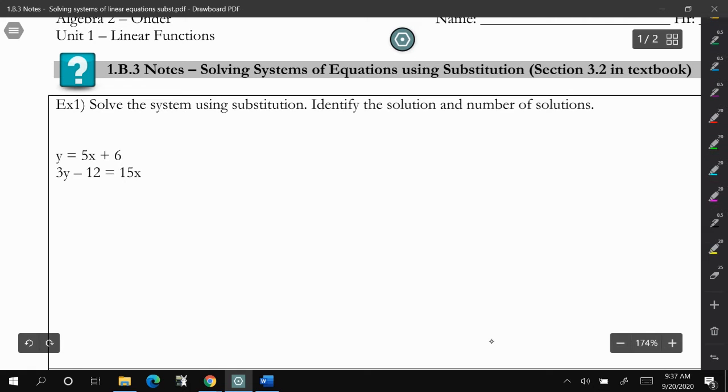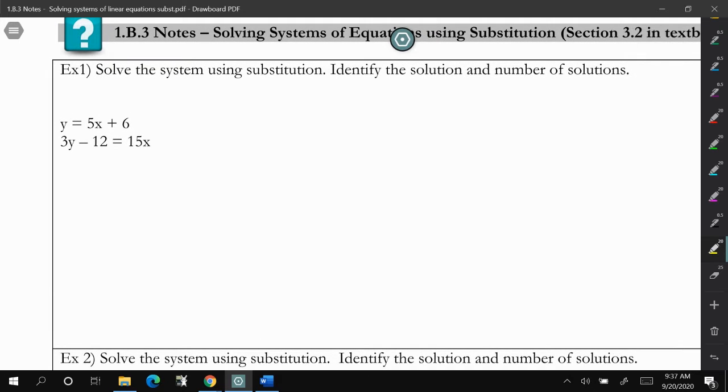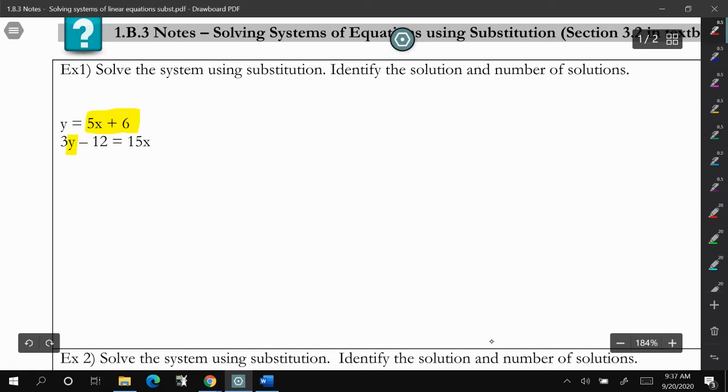Today we will be doing some more substitution, and these problems will require a little bit more work in order to get our solution. So we have two equations here, y equals 5x plus 6 and 3y minus 12 equals 15x. So what we're going to do is replace y in the second equation with 5x plus 6 because the first equation tells us that's what y equals. So we're going to rewrite the second equation, but instead of writing y, we're going to write what y equals, which is 5x plus 6 from the first equation.